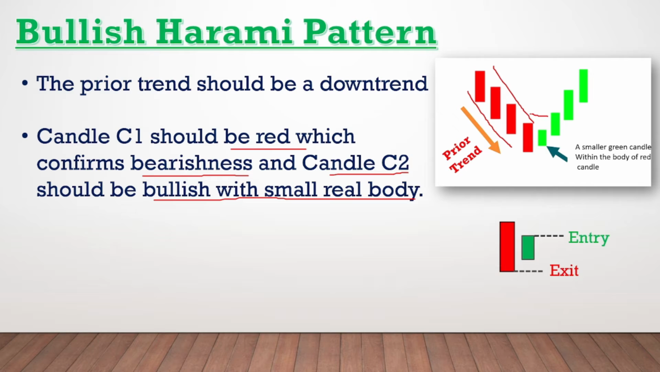At this point, friends, this is a pattern, right? This is a Harami pattern. Here, this is candle C1, and this is candle C2. What actually happened here is that candle C1 is a bearish candle, which again confirms that the market is in a downtrend. And if you see candle C2, the open price of candle C2 is higher than the close price of C1, and the closing price of C2 is also lower than the open price of C1, right?